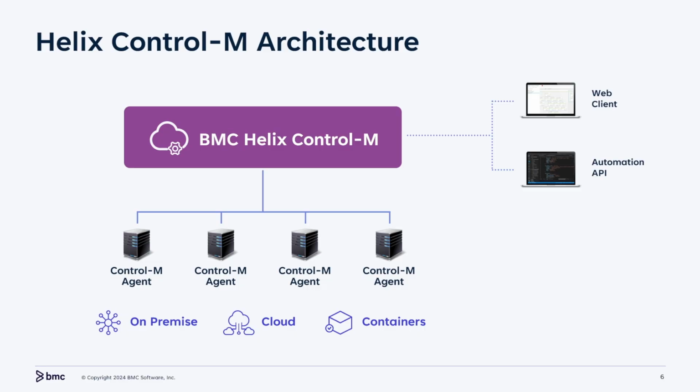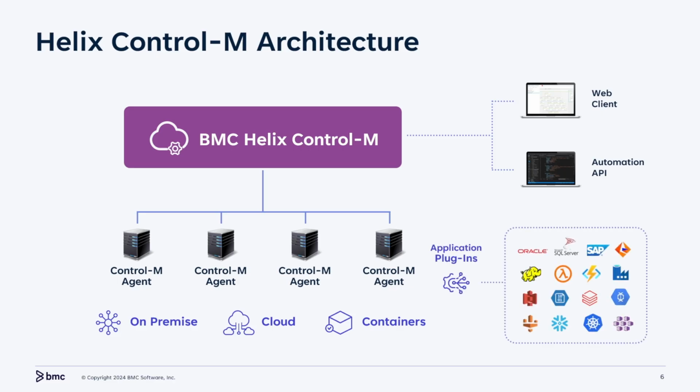The Control M agents remain installed on customer servers and connect securely to the SaaS tenant over HTTPS, and these agents can be deployed on-prem, across different public clouds, or in containerized environments depending on where the workload runs. And on top of these agents, supported Control M plugins can be installed to enable native integrations with the many applications, databases, cloud services, and platforms that Control M supports.